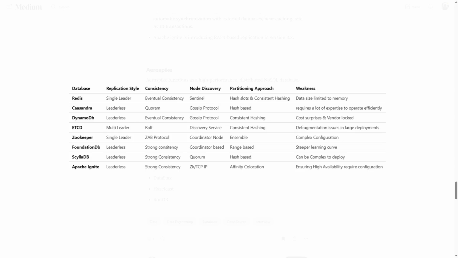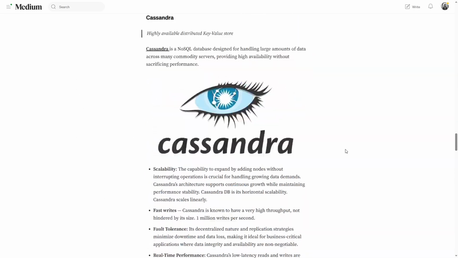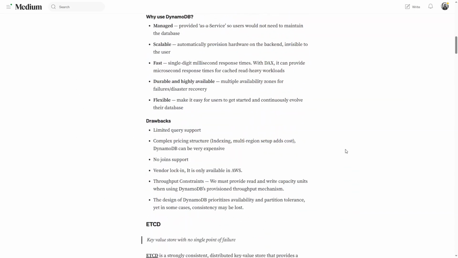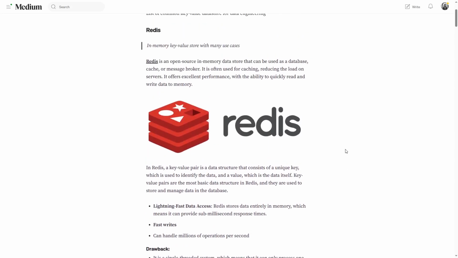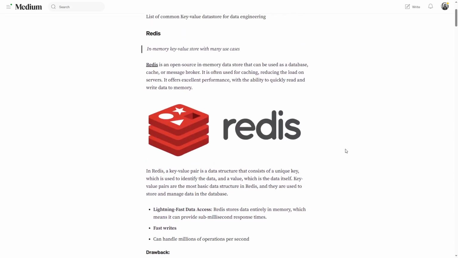In this video, we will discuss Redis, Cassandra, DynamoDB, etcd, Zookeeper, FoundationDB, Scylla, and Ignite. These are different key value stores that we have as options available to us if we are trying to build a solution which needs them. So let's get started.